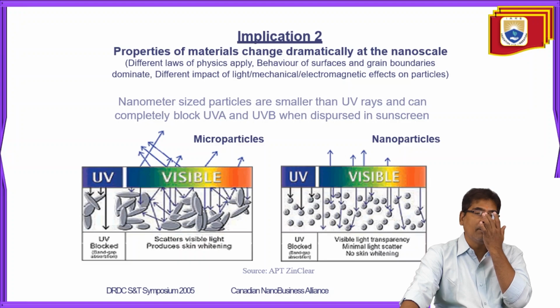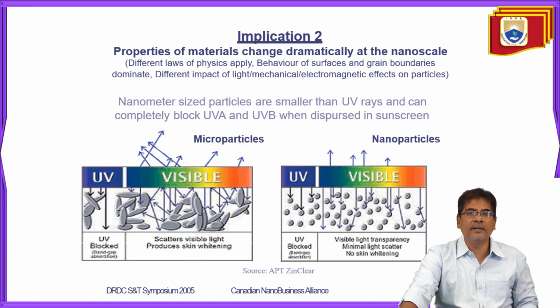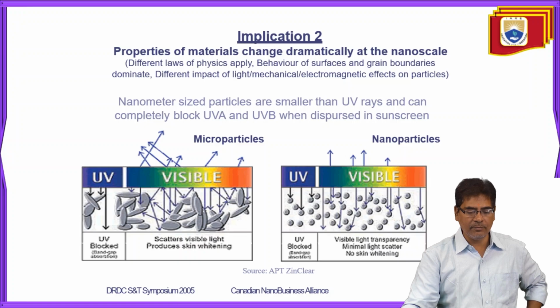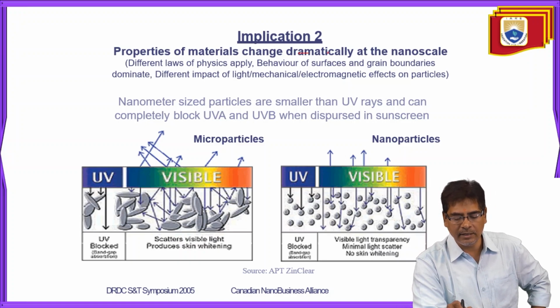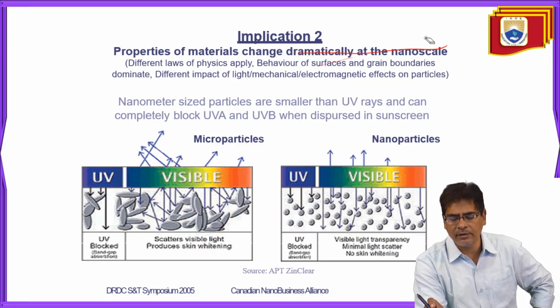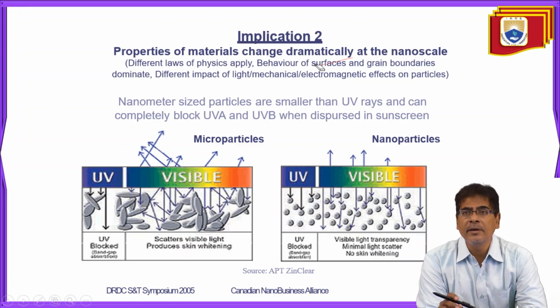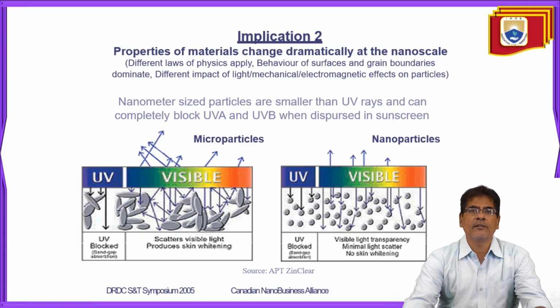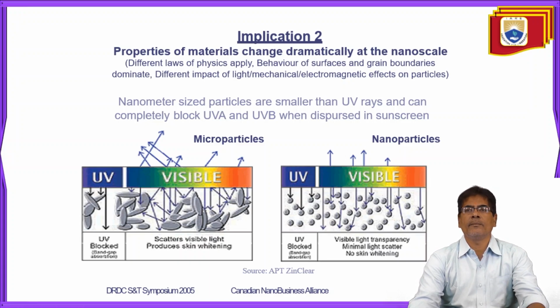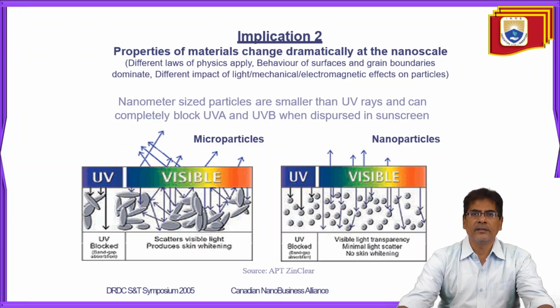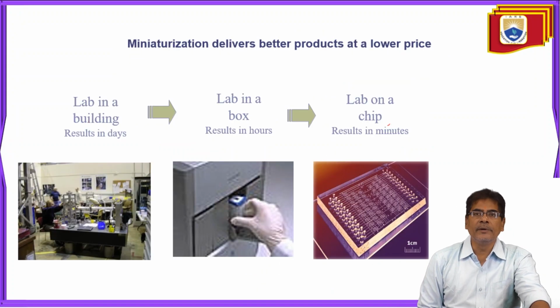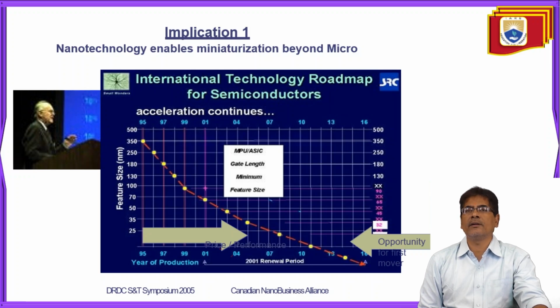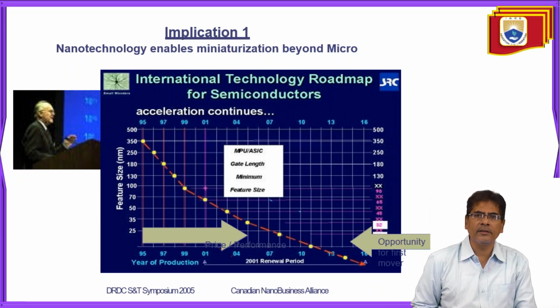Implication 2: properties of materials change dramatically at the nanoscale. So different laws of physics apply, and the behavior of surfaces and grain boundaries dominate. There is a different impact of light or mechanical or electromagnetic effects on particles. The first implication was how nanotechnology enables miniaturization beyond microtechnology.